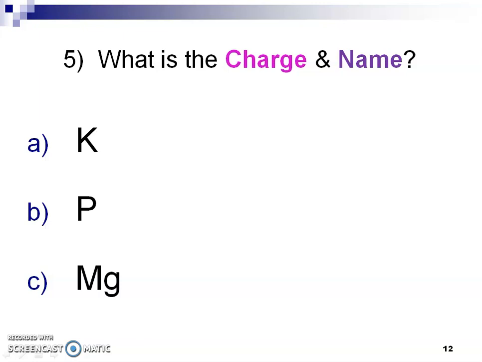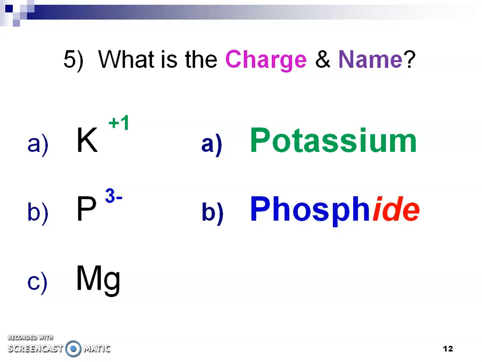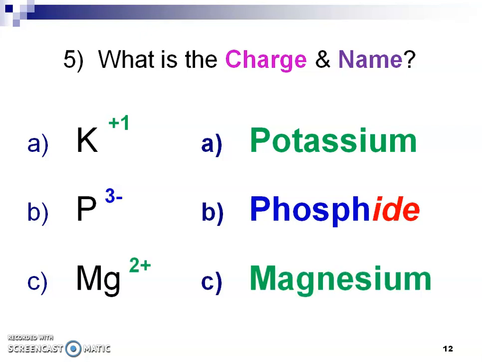All right, 5, can you do this? Can you find these elements on the periodic table? Can you figure out its charge because of its location? And can you come up with a name? All right, so hopefully you came up with a +1 for potassium. You came up with -3, or 3 negative, for phosphide. That one changes its name. And magnesium has a +2, or 2+, and it stays magnesium because it's a metal. All right, hopefully you understand that.